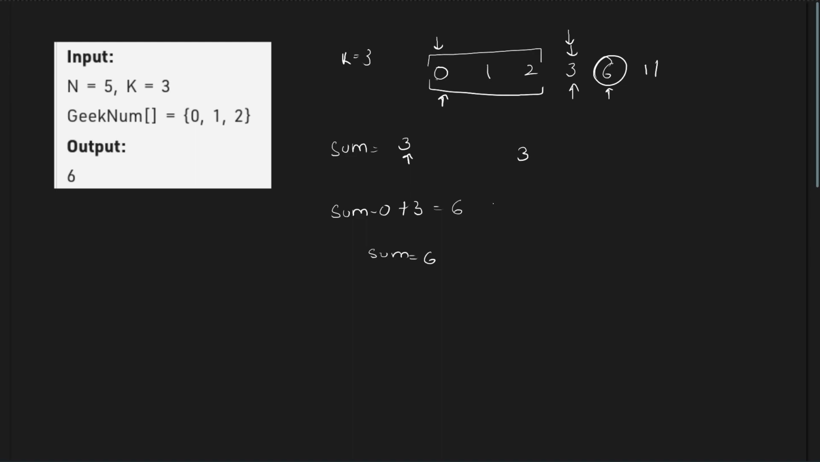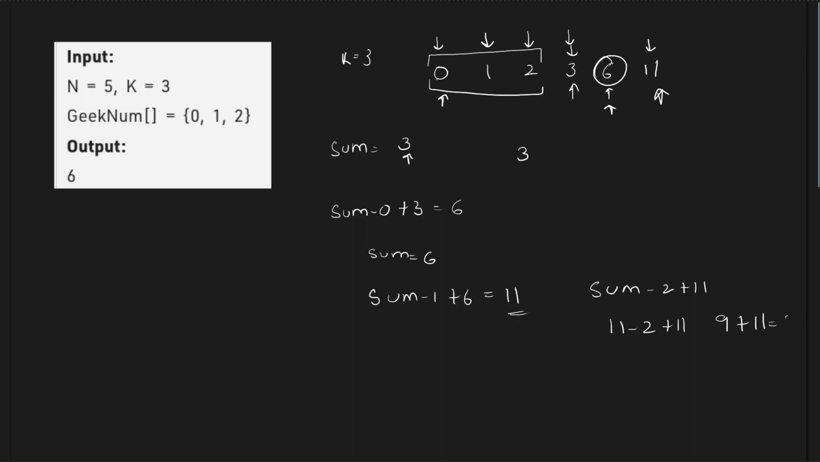So what do we do next? To find the next number, we subtract this particular number and add the new number to it. So we do sum minus 1 plus 6, which will be equal to 11, right? And to find the next number after 11, we subtract this number and add this number. So if we do sum minus 2 plus 11, that is 11 minus 2 plus 11, 9 plus 11, that should be 20, right?